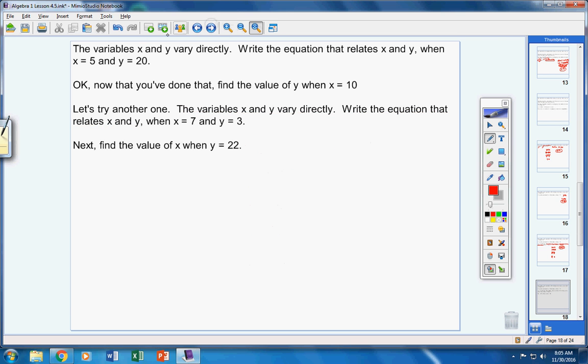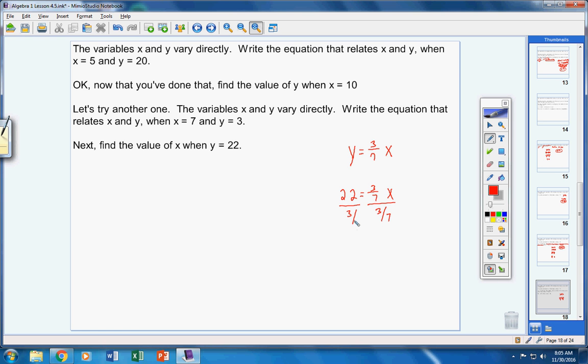Okay? Alright, moving on. Now it says this. Next, find the value of x when y is 22. Okay, no problem. So here's my y right here. Y is 22, so for y I'm going to put 22 equals 3/7 x. Now divide both sides by 3/7.